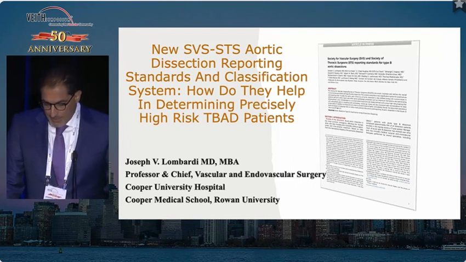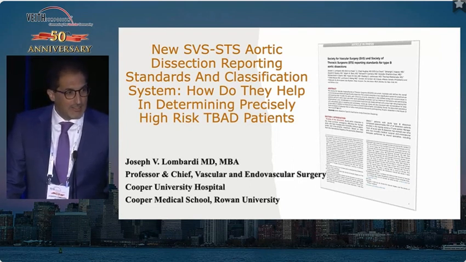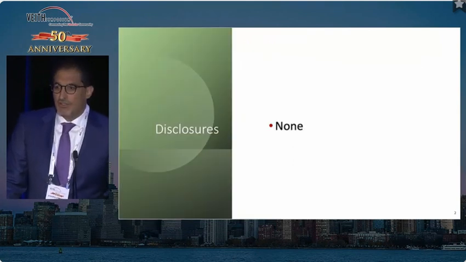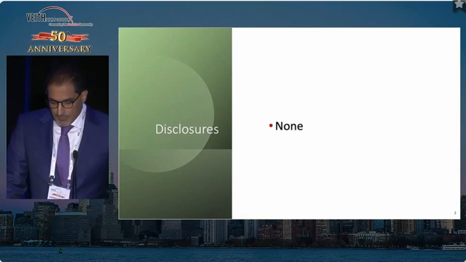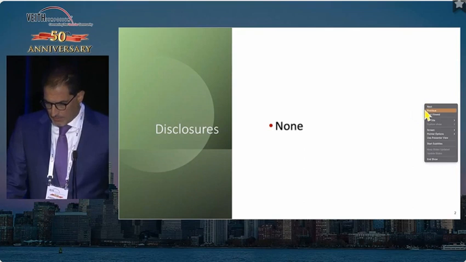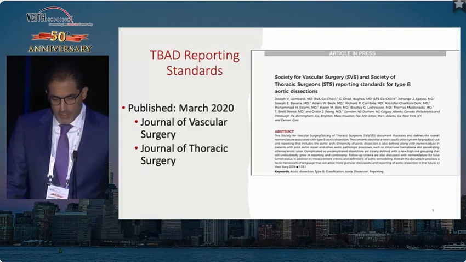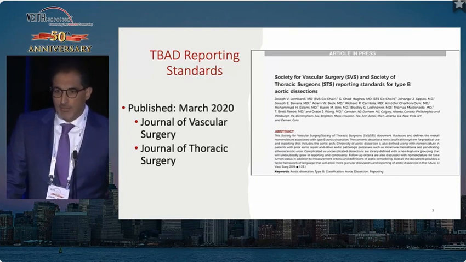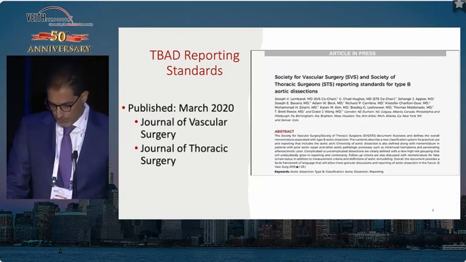So I've been challenged with discussing the STS and SVS classification scheme and the development of our high-risk features. In 2020, we published the reporting standards that were developed by a joint committee of the SVS and STS, looking specifically at the language tailored to aortic dissection. And this was published in both the Journal of Vascular Surgery and the Journal of Thoracic Surgery.